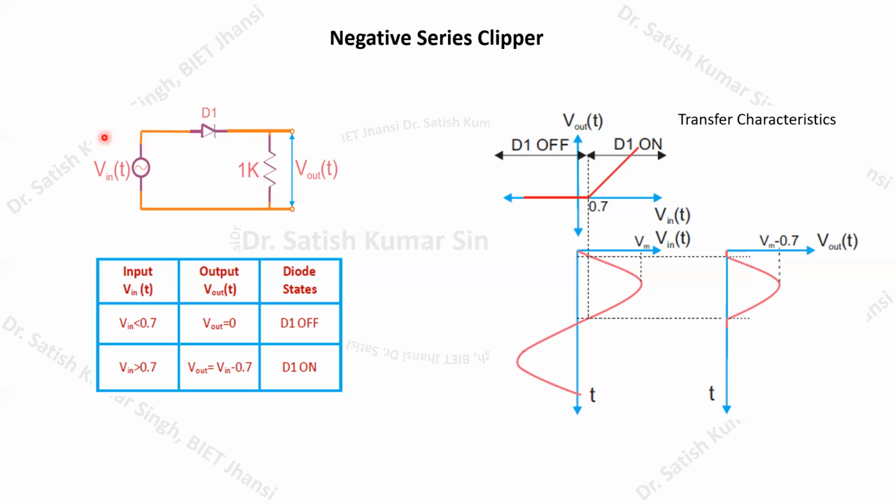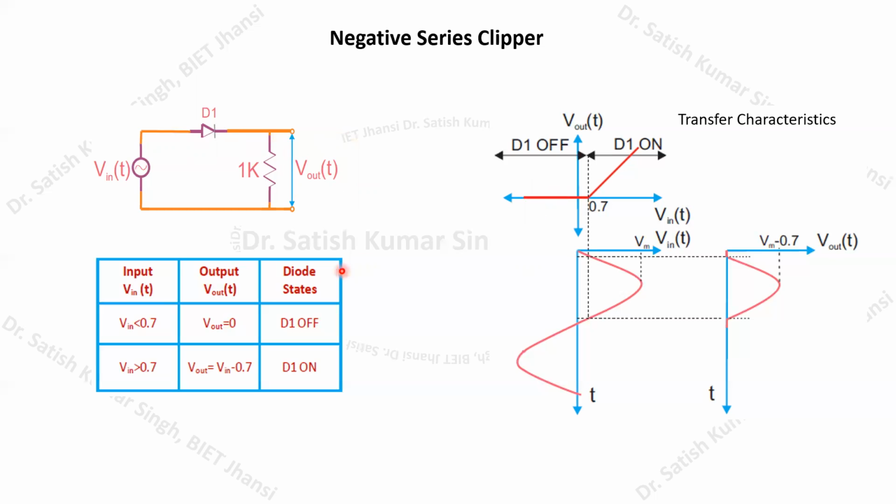Similarly, whenever there is a negative cycle, the V input voltage will be less than 0 volt, and at that time you can find there will be no output across this resistor. Why? Because there will be no current flowing through this resistor, as the diode is in the off state, and in the off state the diode is replaced by an open circuit. Therefore there will be no current, and hence no voltage drop across the resistor.